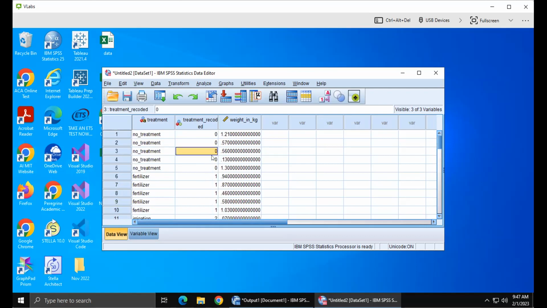The number that you pick doesn't matter, it just matters that it's the same number for all of them, but it does have to be a number. In order to run the one-way ANOVA, the variable that indicates the group needs to be a number.